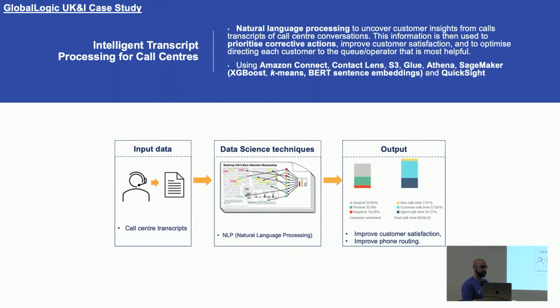Transcript processing for call centers. One of our main plays in our company is Amazon Connect. It's an internet-connected call center built in AWS that you can then use all other data science techniques that you also use on AWS and connect them quite nicely together, no pun intended.